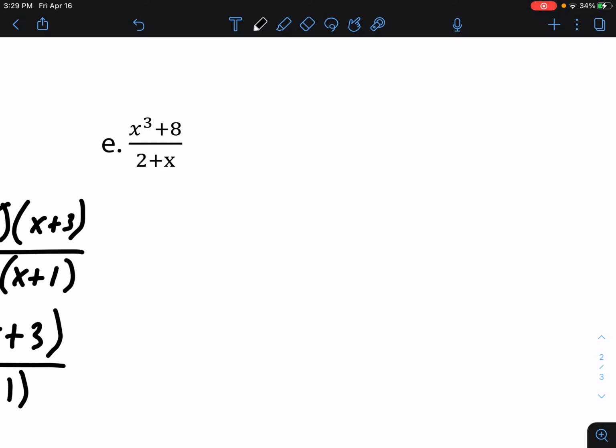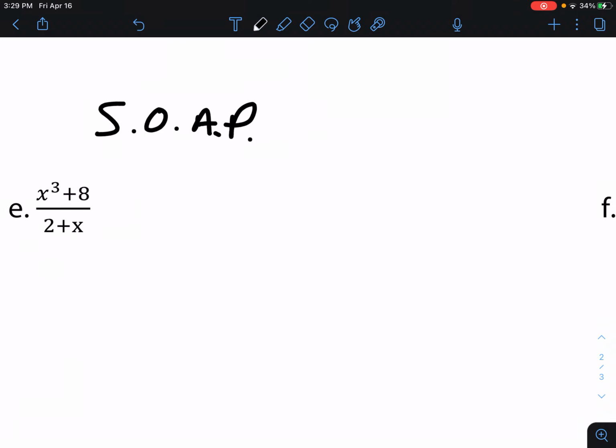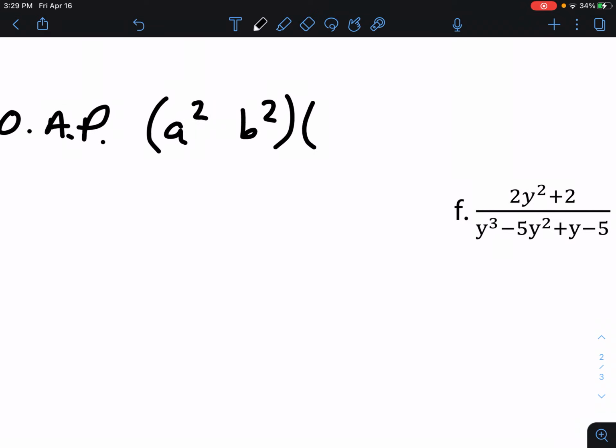We now have one here that has x to the third. And x to the third, remember, that requires us to use SOAP. Same, opposite, always positive. And we have to remember, a squared, b squared, right? And then we have, wait a minute. No, it's AB, sorry. Whoops. AB, A squared, AB, B squared.